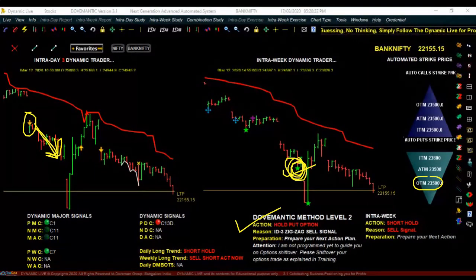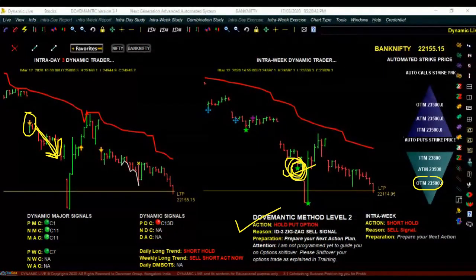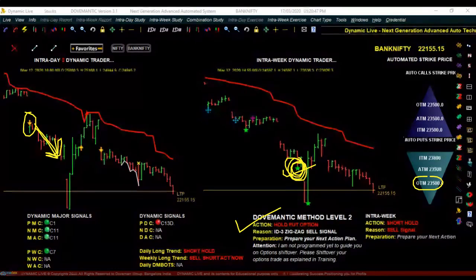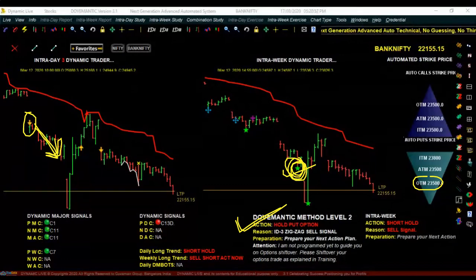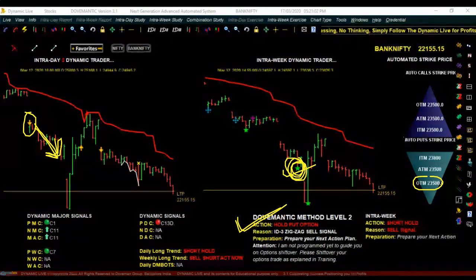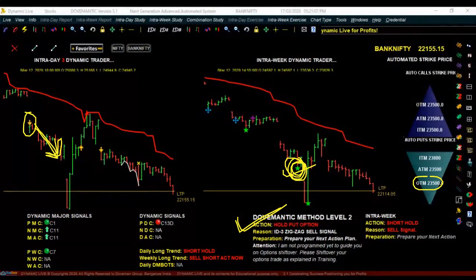Now how to secure the profits? First thing I will do here is exit the put option that I have bought. I bought it at 200 rupees. I will sell it off at 800 rupees. So my trade is over, right? But the action information is still telling me hold put option, hold put option, but I have exited, isn't it? So I bought at 200, I sold at 800. How many points profit did I get? I got almost 600 points profit, isn't it?